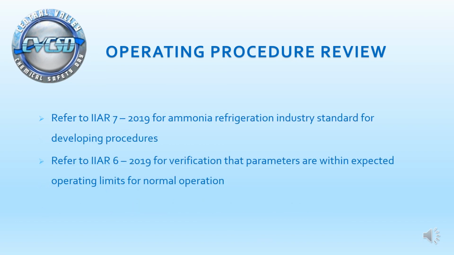So a little bit more in review. Refer to IAR 7. The 2019 version is the most up to date as the ammonia refrigeration industry standard. Also refer to IAR 6 2019 for verification of parameters which are within expected operating limits for normal operation.